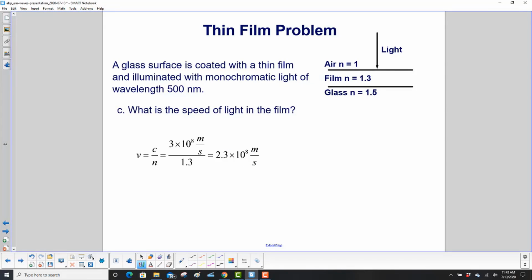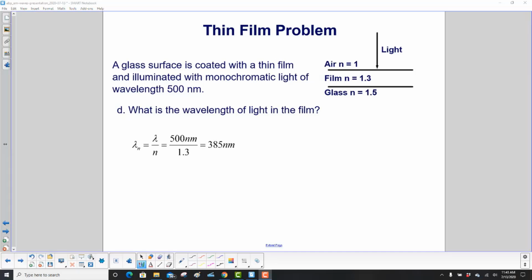What is the speed of light in the film, or the effective speed? Velocity is going to be the speed of light in a vacuum divided by the index of refraction of the material. So that's going to be 3 times 10 to the 8th meters per second divided by this 1.3 here, and you get 2.3 times 10 to the 8th meters per second.